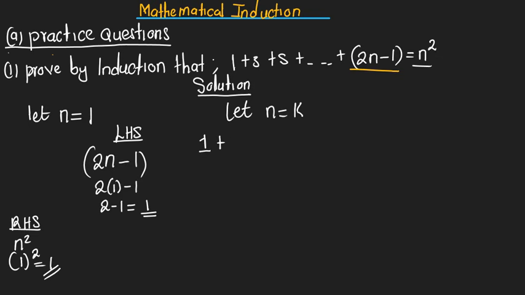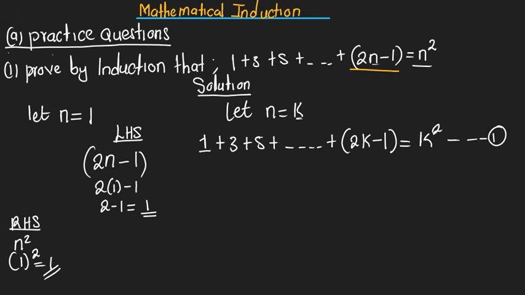Like she has said, 1 plus 3 plus 5 plus dash dash dash, then you say plus. While there is n, you will be replacing with k. Okay? So this is going to be 2k minus 1, then equal to k power 2. Then you can write this one as equation 1. Have you seen what I've done? You write that one as equation 1.